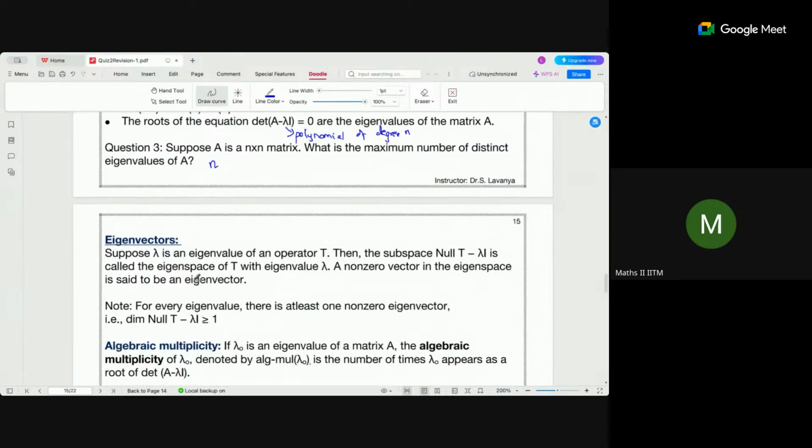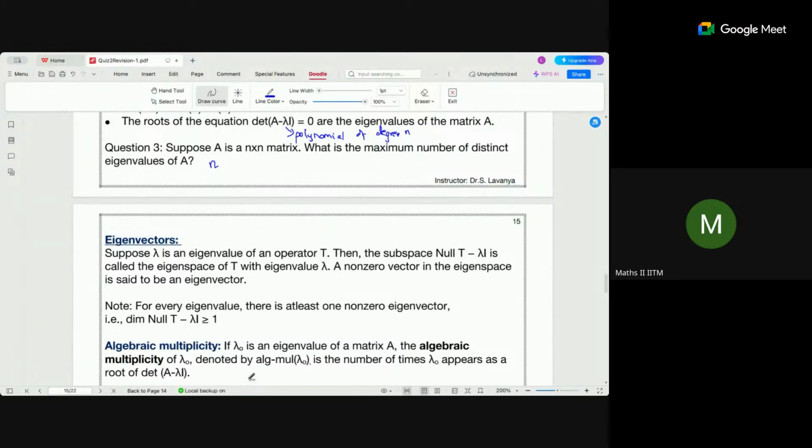As I already told you, all the elements in the null space of T minus lambda I, or rather the non-zero vectors of the null space of T minus lambda I, are your eigenvectors. The dimension of this null space, for every eigenvalue, is always greater than or equal to 1. It means the null space of T minus lambda I has at least one non-zero vector if lambda is an eigenvalue.